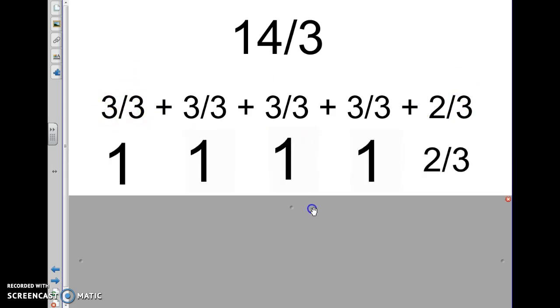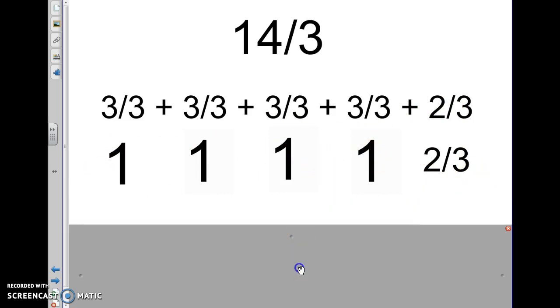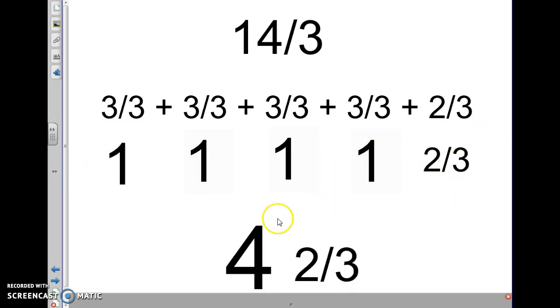So I've got 1 whole, and 1 whole, and 1 whole, and 1 whole, and then the 2/3. Well, 1 plus 1 plus 1 plus 1 is 4, and I've got that 2/3 as a fraction. So 14/3 is equal to 4 and 2/3.